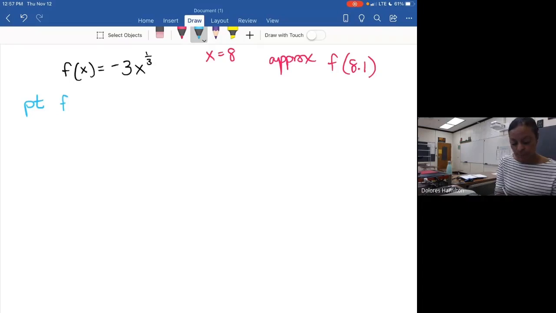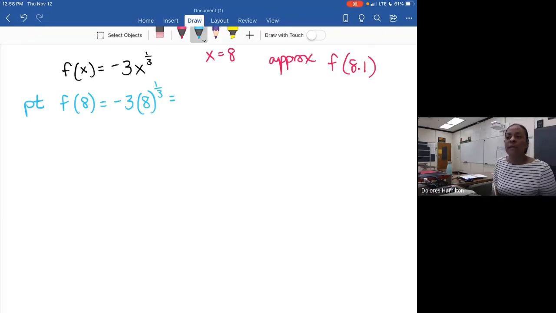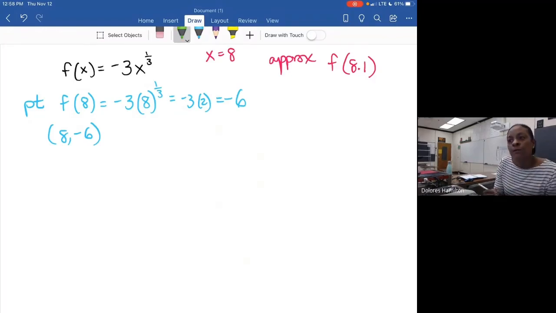So let's figure out what the y value is at 8. Well, that gives us -3 times 8 to the 1/3. 8 to the 1/3 is 2. That's the cube root of 8. So we've got the ordered pair. We know that the point (8, -6) is on that graph. So that's my point. And now we're on to the slope.